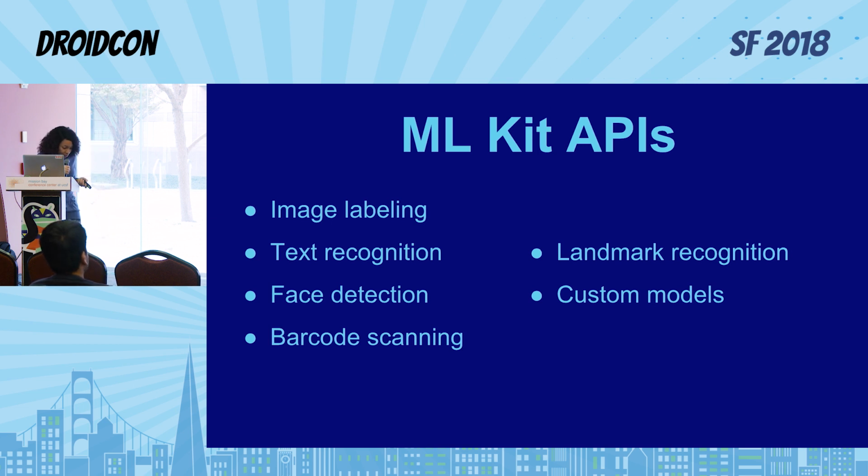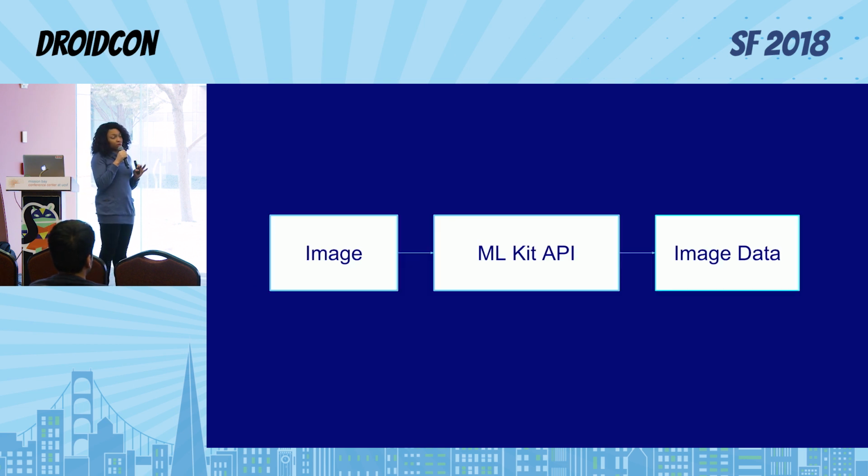So the gist of using the ML Kit API is that you send in an image, and it spits out image data. The image can be a video, or whatever image you want. It can be a barcode. It can be an image with faces or human beings or whatever image that you want to get data from. So you send it into the API, and then it spits out image data. And the data could be a list of faces, a list of labels, a list of barcodes, whatever data that you need.